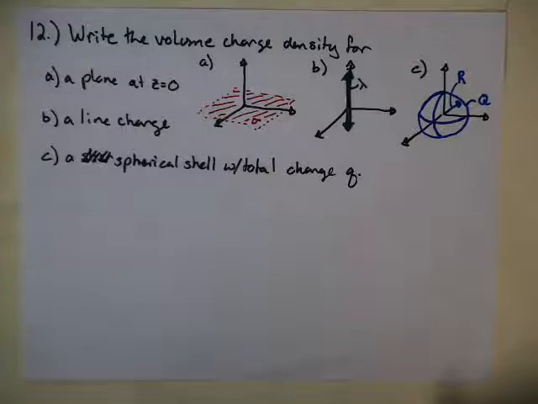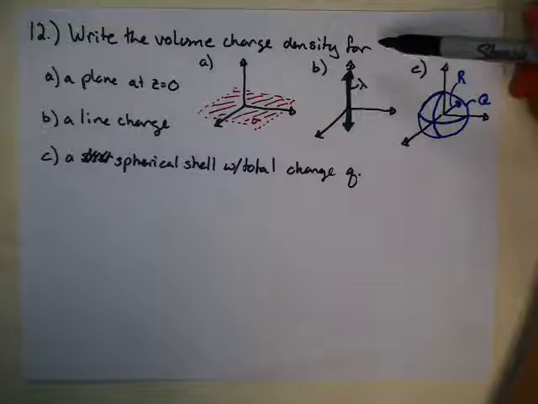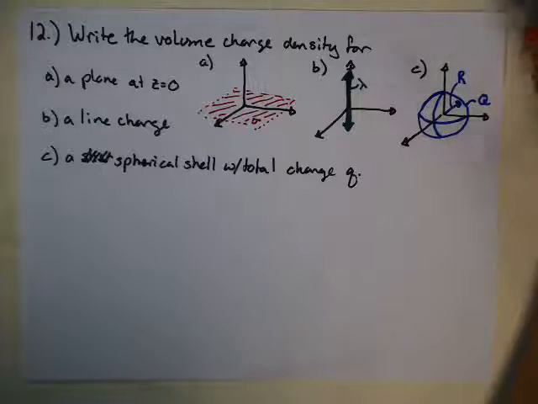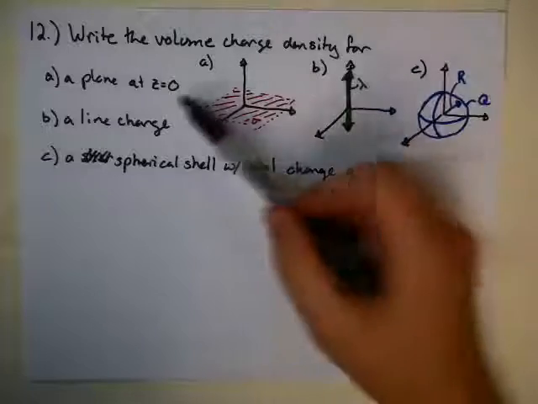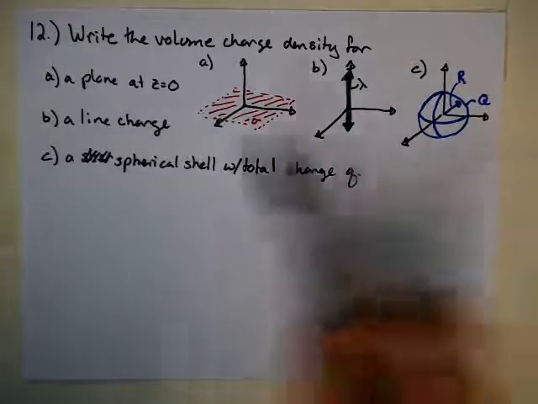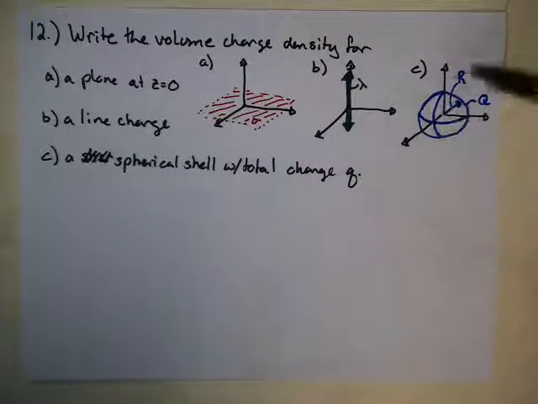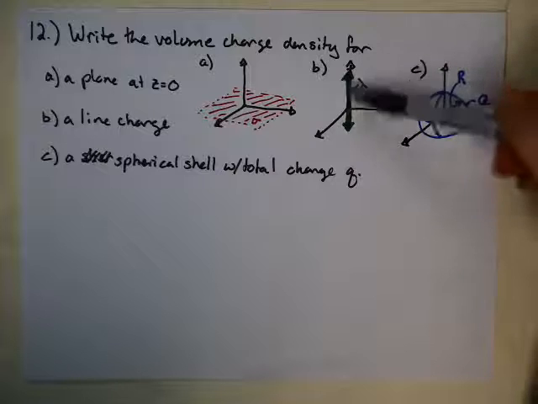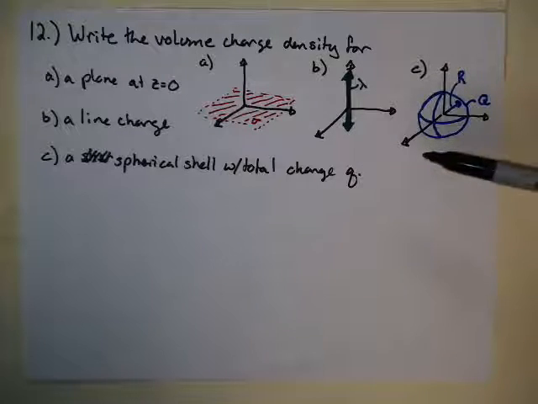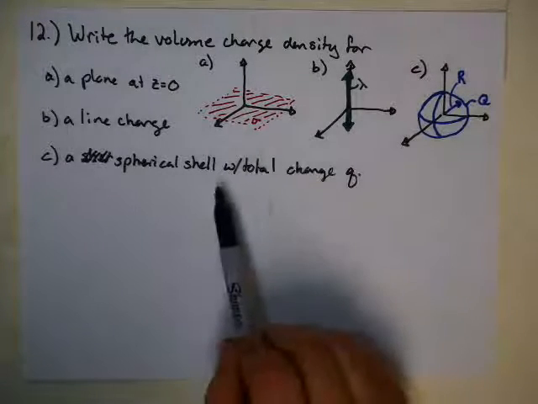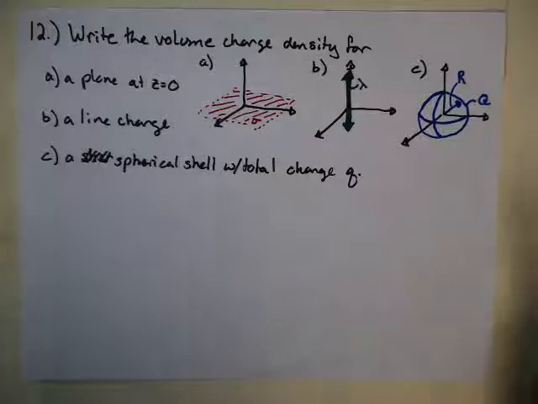Homework 1, problem 12. The question here asks you to write the volume charge density using a delta function for a plane of charge at z equals 0, that's this red situation, a line of charge at x equals 0, y equals 0, that's this green line here along the z-axis, and a spherical shell with a total charge q. And so that's the blue situation you see there.